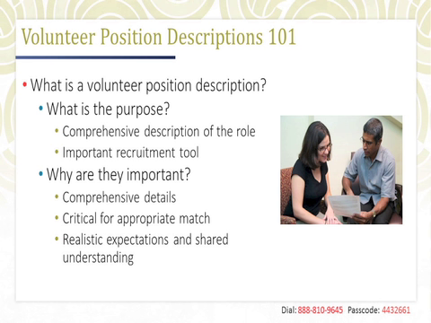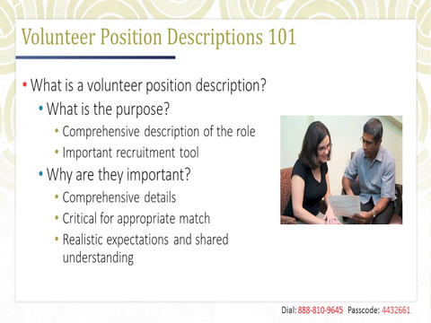It also serves as an important recruitment tool. It provides a potential volunteer with a detailed overview so that they can self-determine, is this a good fit for me? Is this going to help me reach my own goals and motivations? Similarly, for the person doing the recruiting, it's easier for you to do your job of finding a good fit between volunteer interests and a position if you have a comprehensive understanding of what that position is.